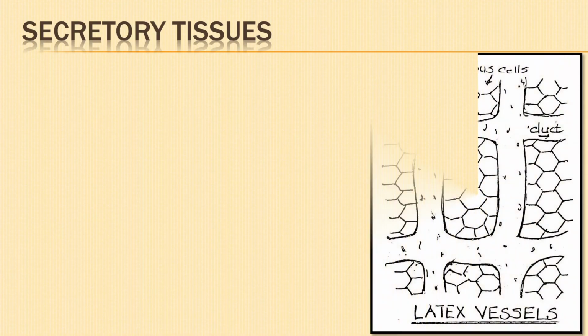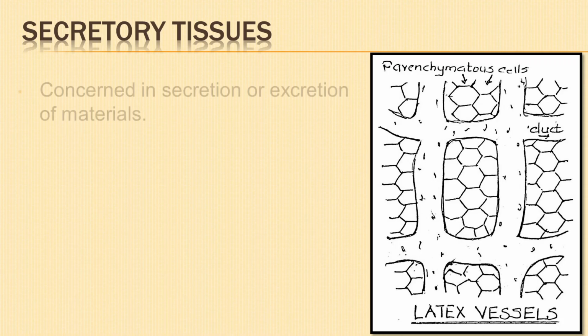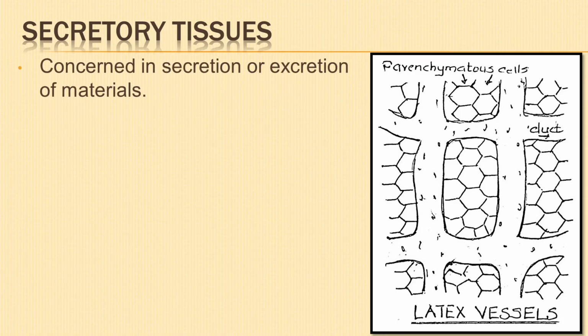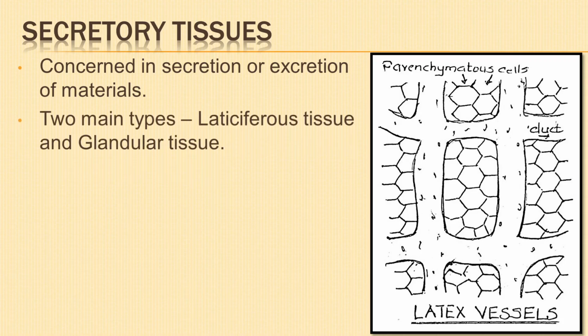Another complex tissue is the secretory tissue. The cells or tissues concerned in secretion or excretion of materials constitute secretory tissue. They are of two main types: laticiferous tissue and glandular tissue.